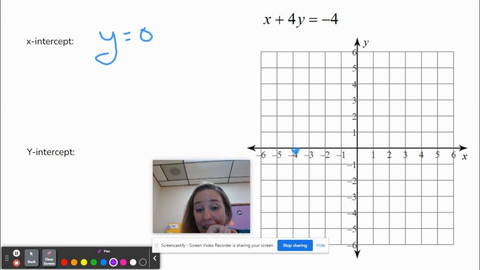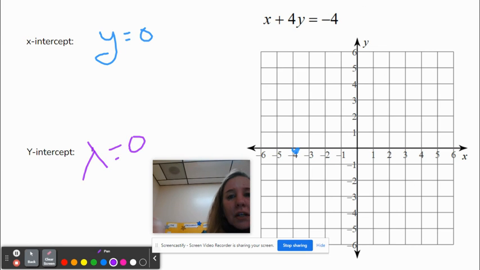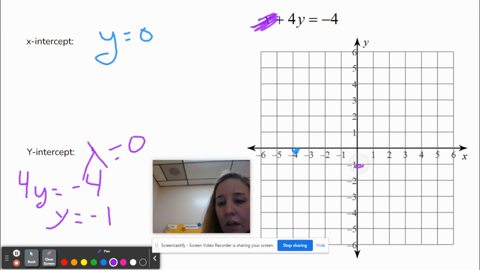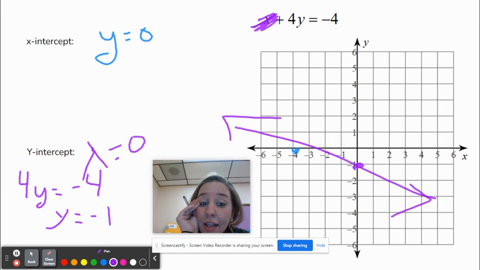If you're looking for your y-intercept, x equals 0, meaning you can kill that term right there and hop straight to 4y is negative 4, divide both sides by 4, and get negative 1. So it's a really nice, quick way to get that done by looking for the intercepts.